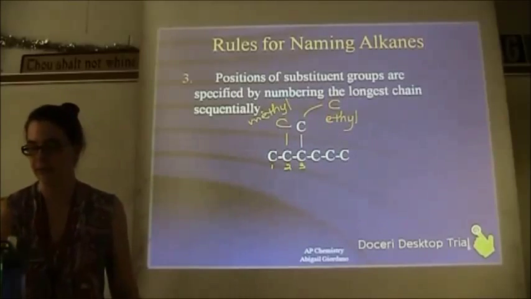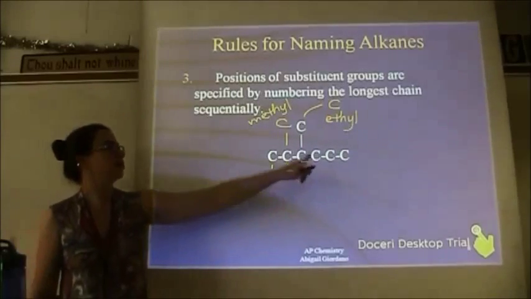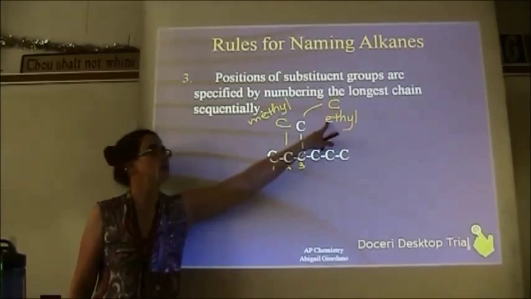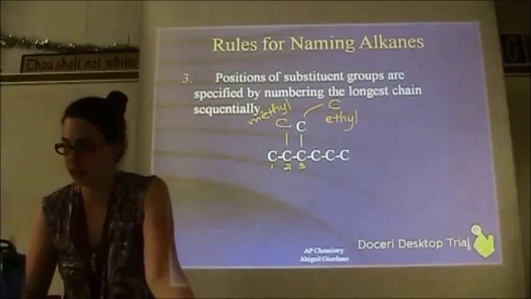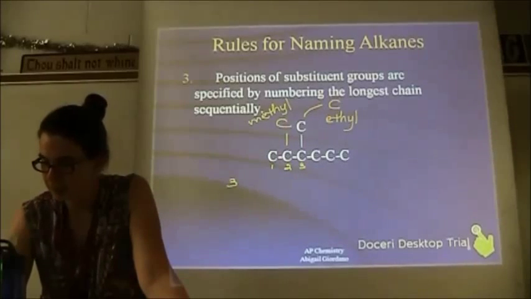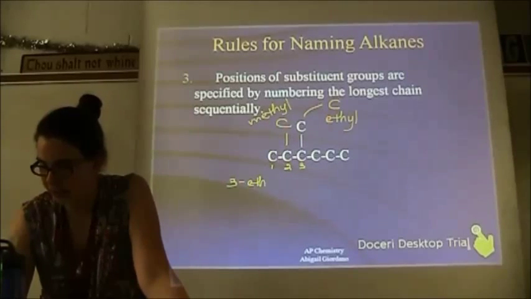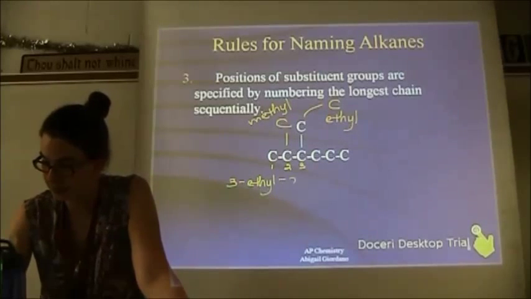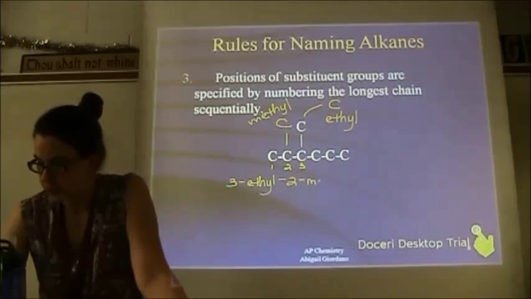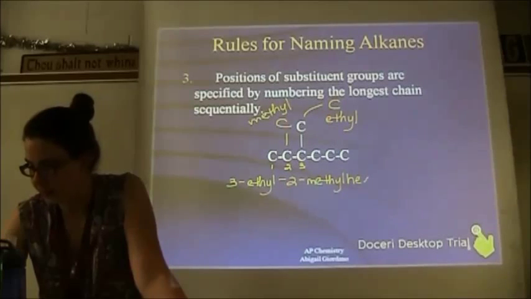Last thing to think about. What comes first in the alphabet? E or M? Okay, here's how we're gonna do this. Ready? 3-ethyl. I'm gonna name that one first because it comes first in the alphabet. 2-methylhexane.